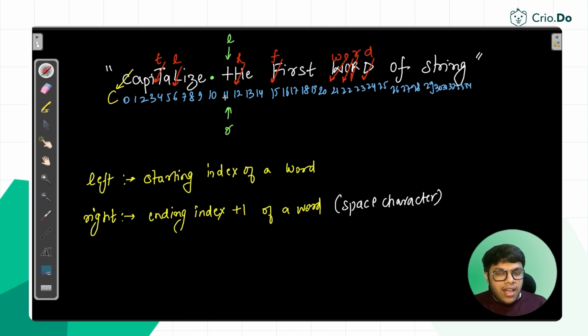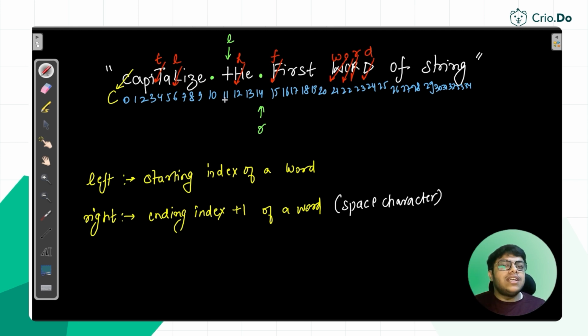So right pointer will keep incrementing till we get a space character. As soon as I get a space character, I will stop. That is, I have found the word. What is the word length? The current word's number of characters is 14 minus 11. The right pointer minus left pointer difference, that is 3 letters are there.